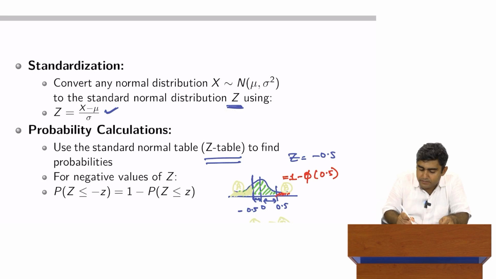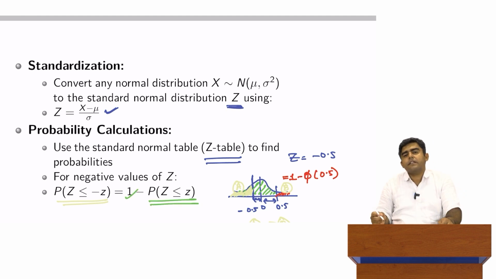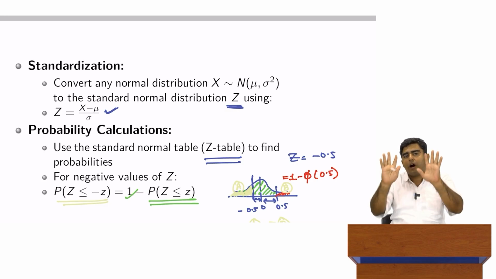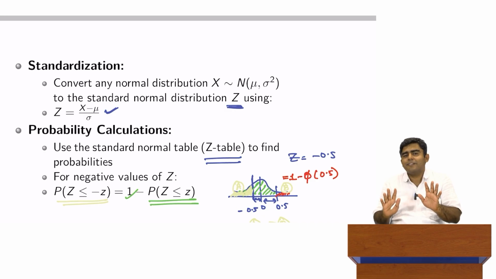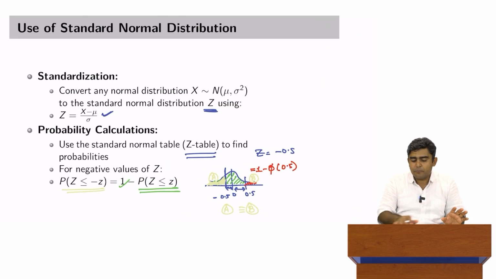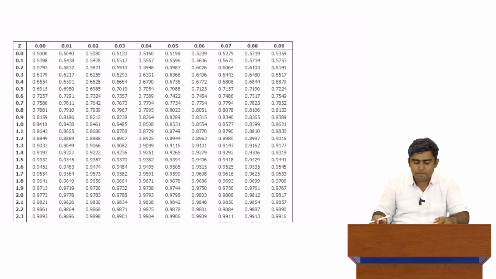So I can always write that the probability of z less than or equal to minus z is equal to 1 minus the probability of z less than or equal to z. That means even if I have access to half of the table, I can apply this simple mathematical operation to get all probabilities at any point in my calculation.